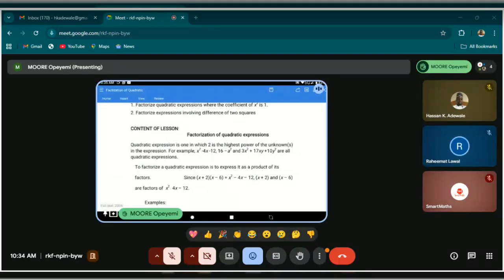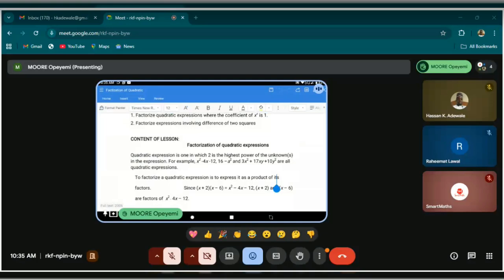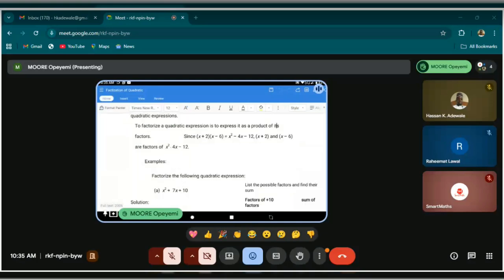Now, a quadratic expression is one in which 2 is the highest power of the unknown. Look at the examples of quadratic expressions. x squared minus 4x minus 12, x squared minus 16 minus 12, and 3x squared plus 17xy plus 10y squared are all quadratic expressions. So to make them become an equation, there must be an equal sign there. To factorize a quadratic expression is to express it as a product of its factors.